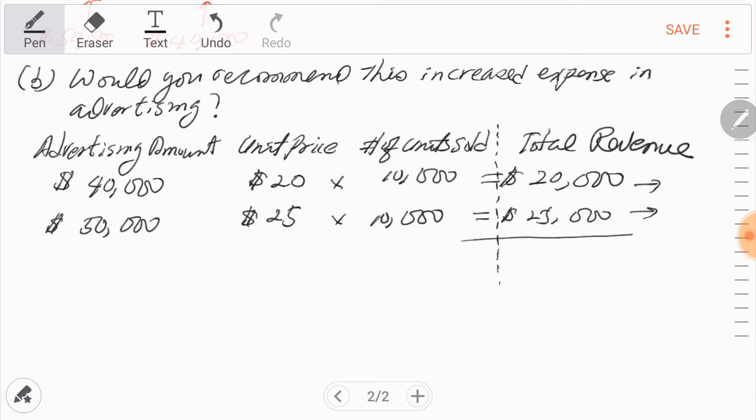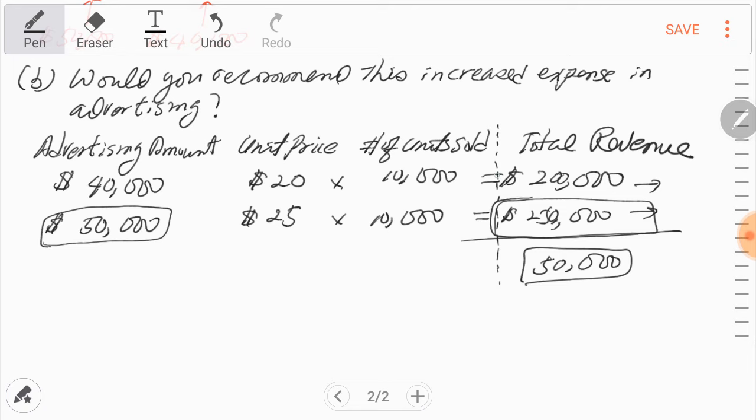So once we subtract this one, we need to put one more zero, right? One more zero here. So 50,000 difference. So the total revenue when the advertising is 50,000 is more than the revenue when the advertisement price is 40,000. So yes, we should recommend this increased expense on advertisement.